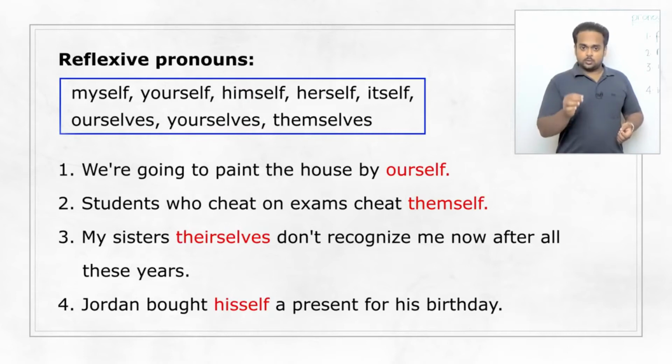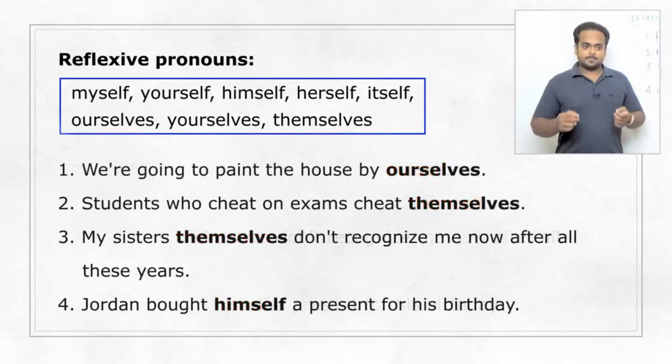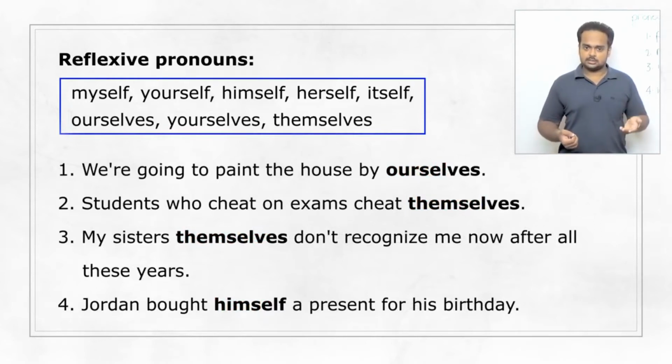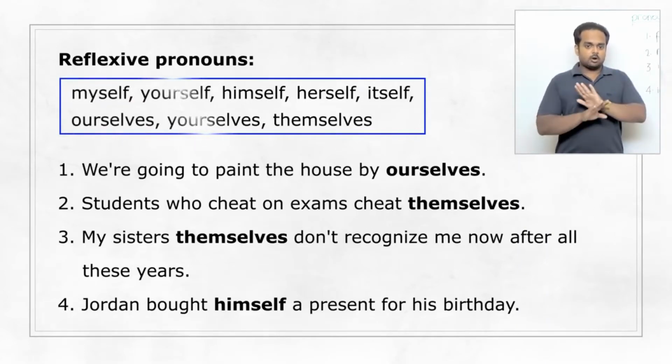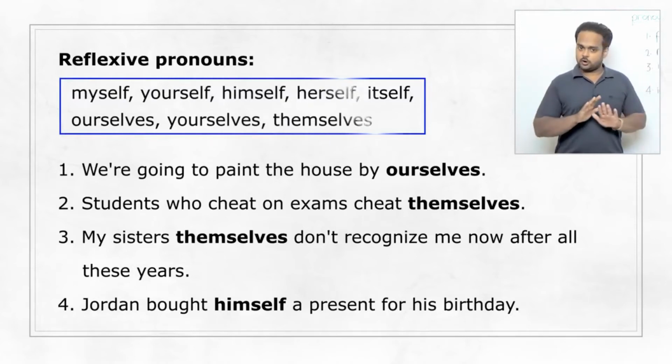So the correct way to say these sentences would be to say, we're going to paint the house by ourselves. Students who cheat on exams cheat themselves. My sisters themselves don't recognize me now after all these years, and Jordan bought himself a present for his birthday. Now, the pronouns that you see on the screen are the only reflexive pronouns. There are no other reflexive pronouns, so it's a good idea for you to memorize these so that you don't use any wrong forms.